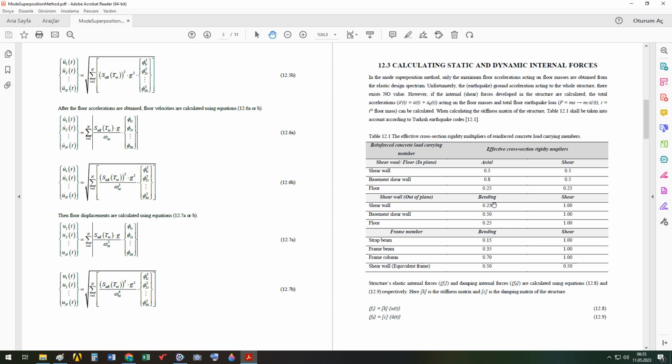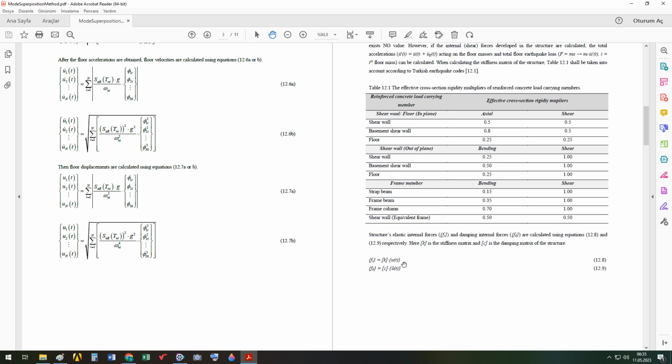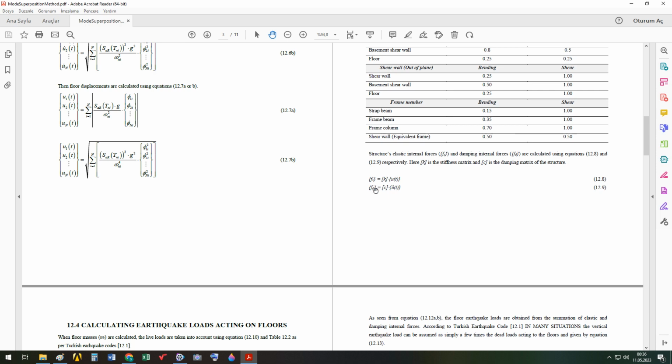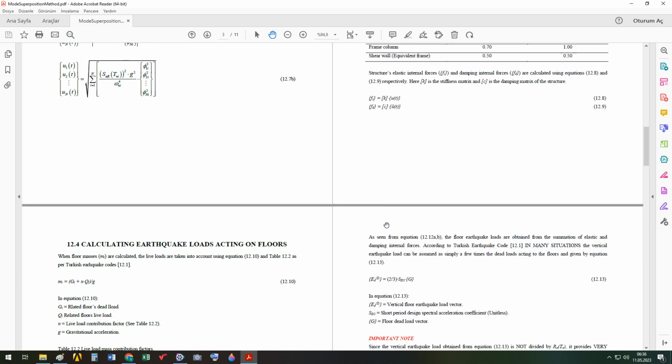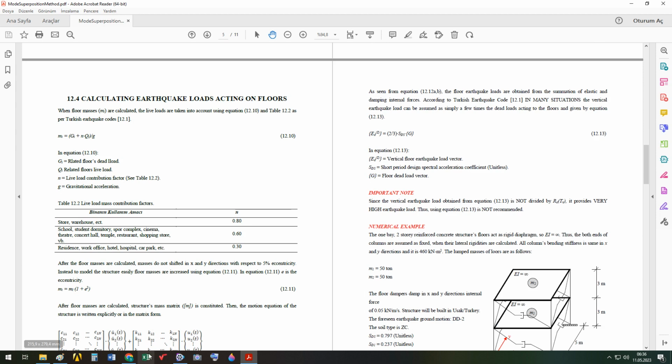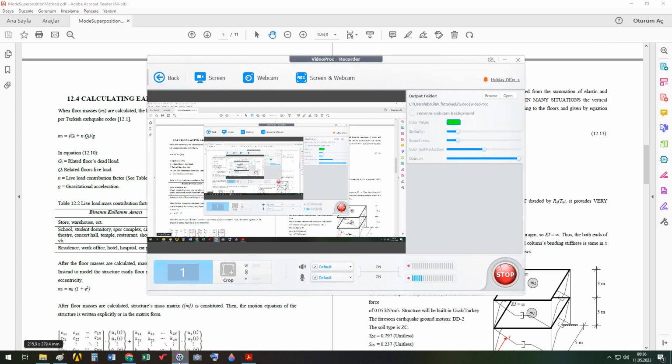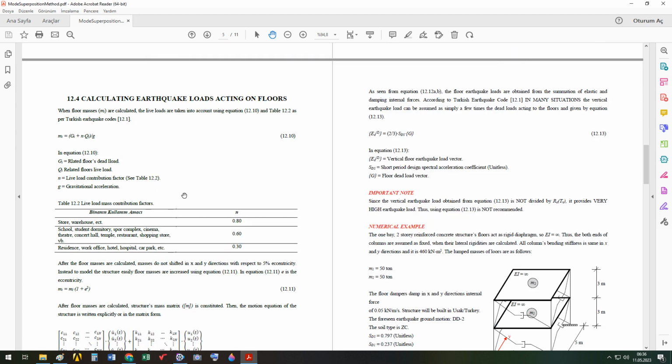rigidities or the stiffnesses. After we have taken the maximum floor displacements and velocities from the elastic design spectrums, using the stiffness matrix of the structure and the damping matrix of the structure, we calculate the elastic internal forces and damping internal forces, and the sum of these two vectors gives me the equivalent earthquake forces acting on each floor mass. Okay, it continues.